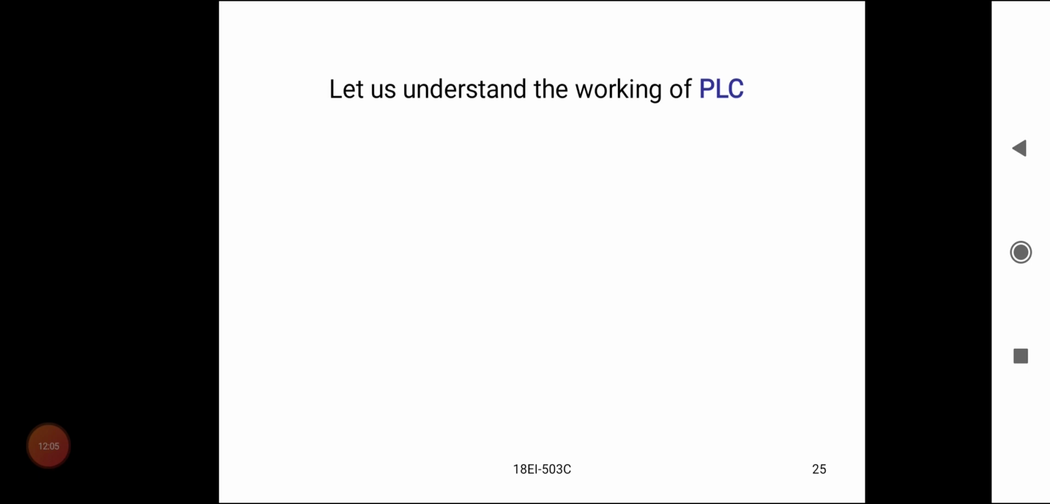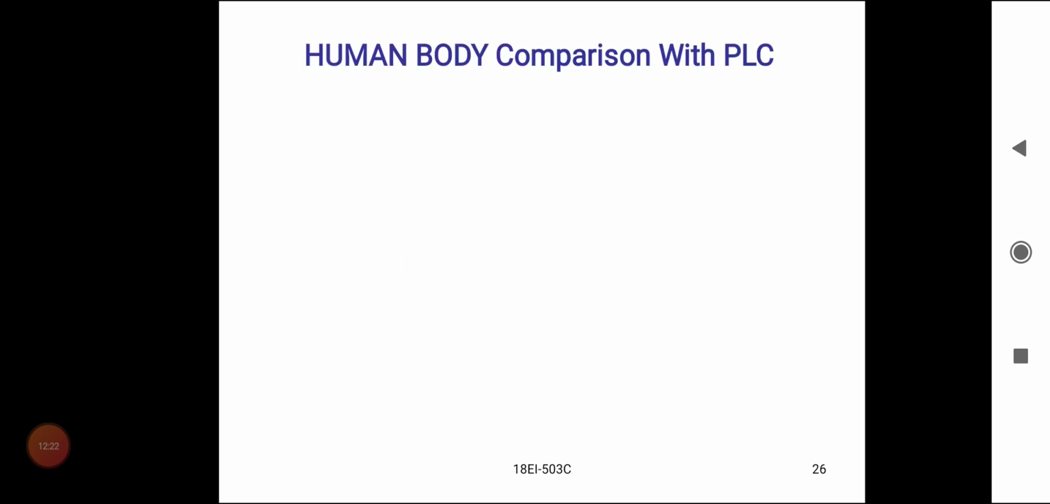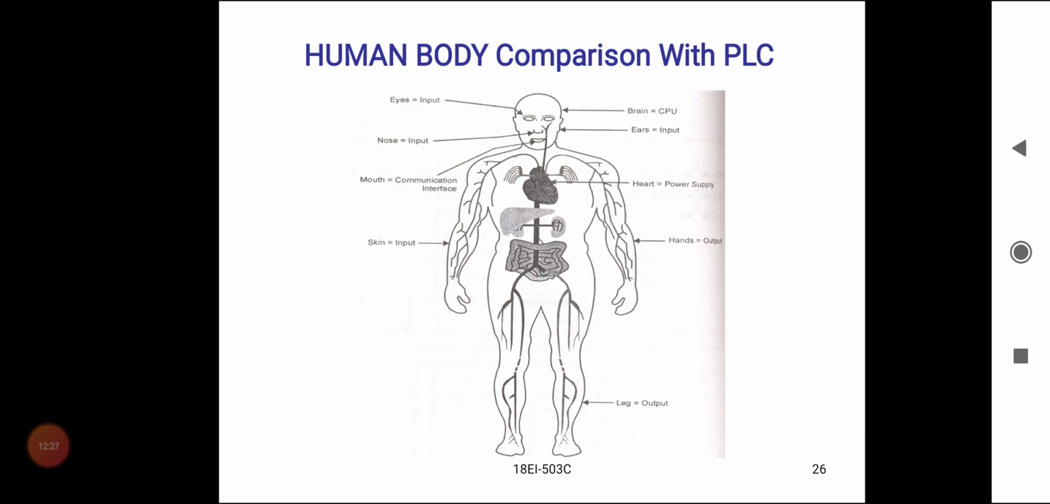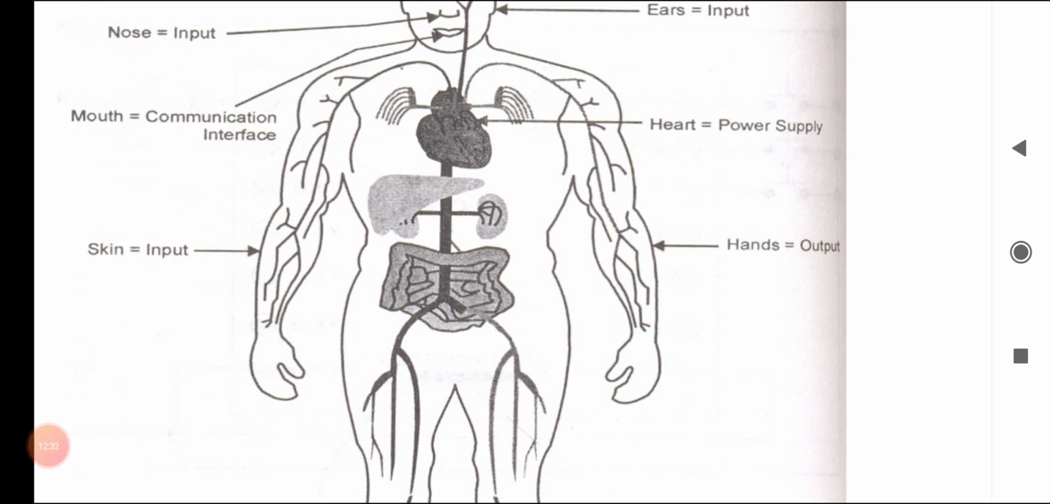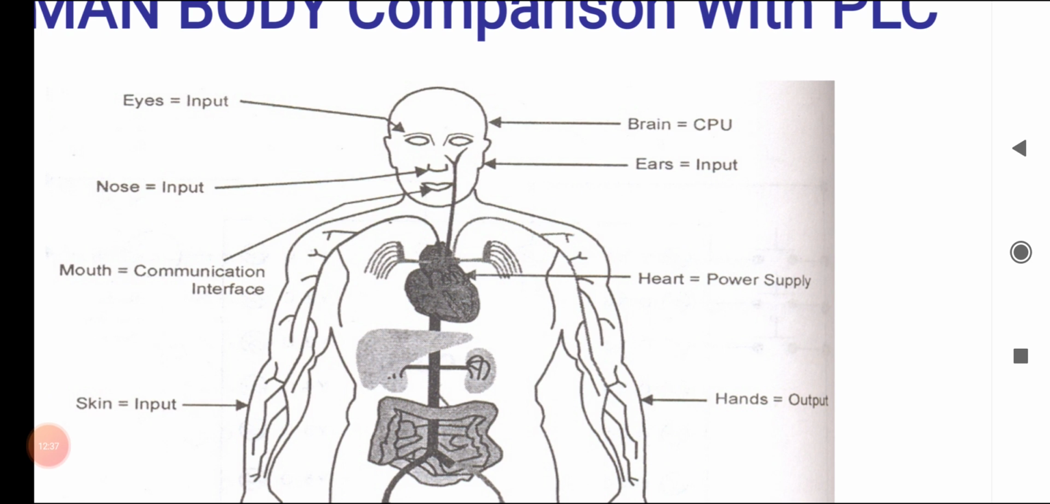Let us understand the working of PLC by comparing it with human body functioning. Human body comparison with PLC. The human body has a brain. Brain is nothing but a CPU, central processing unit.